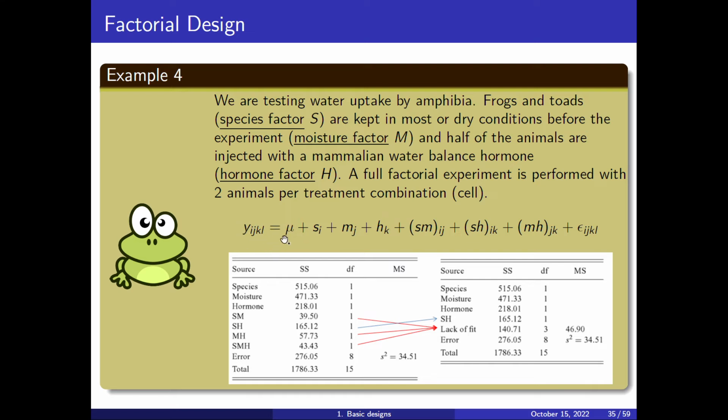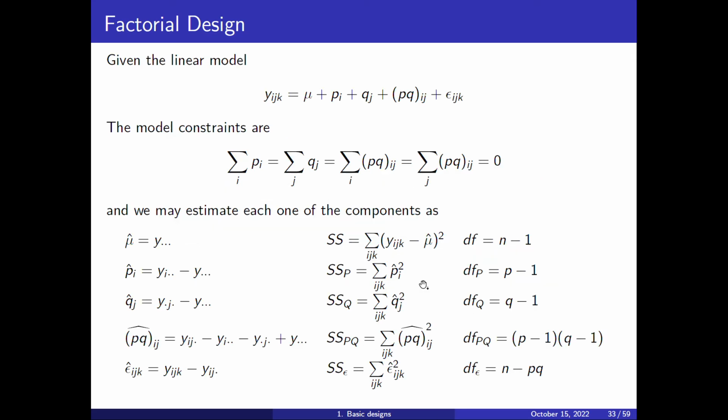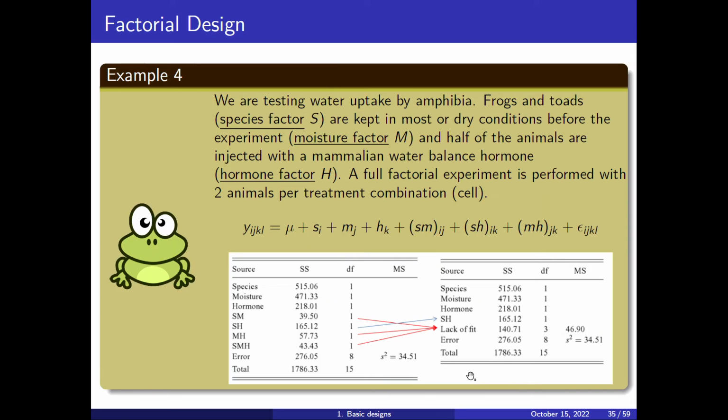So for a given animal, what we see is an overall mean plus something that depends on the species plus something that depends on your wet or dry condition before, plus something that depends on the hormone, plus the double interactions, and there is a mistake here in the formula. I should have included the triple interactions. And now you make your analysis, you compute all these sums of squares that we have indicated here, and these are the numbers that you get.